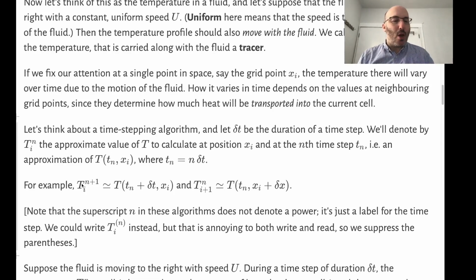So for example, what is capital T subscript I superscript n plus 1? Well, it's an approximation of capital T at the time t_n, the nth time step, plus delta t, because it's the next time step, so we added a delta t. And so you can see that it might be useful to expand this expression in a series of powers of delta t using a Taylor expansion. And we'll use that later when we derive equations describing this process.